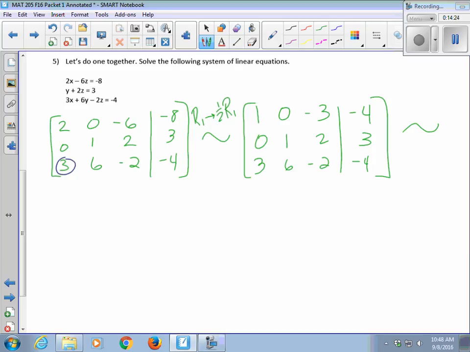All right, now it's going to be easier to choose a number to multiply row 1 by to knock out the 3 in row 3. What should I multiply by? -3. Okay, so I'm going to replace row 3. Row 3 gets replaced with itself plus -3 row 1.